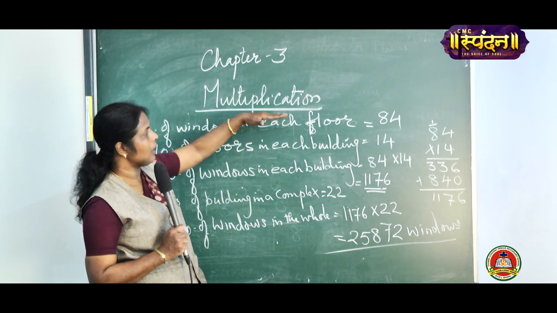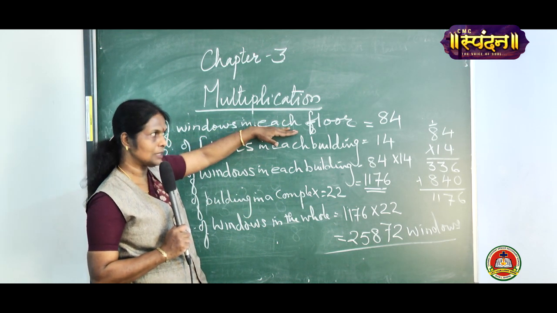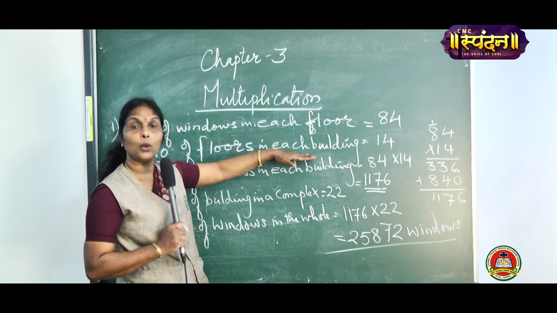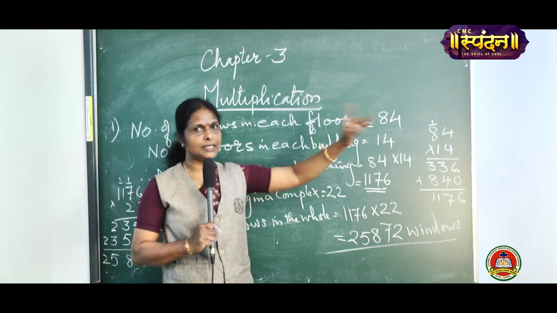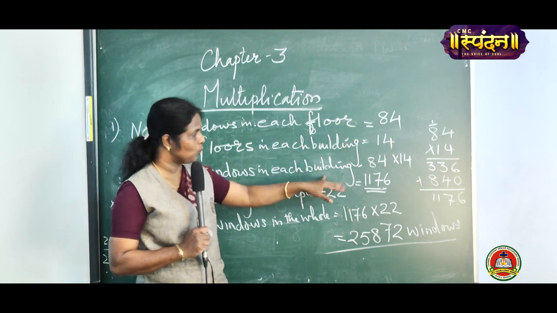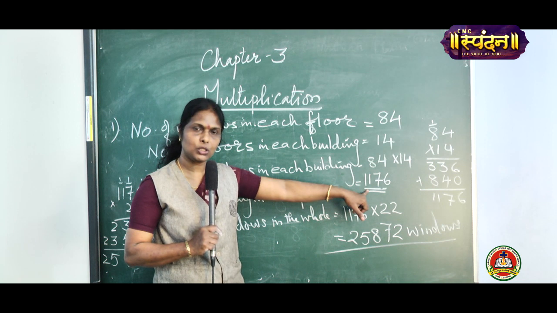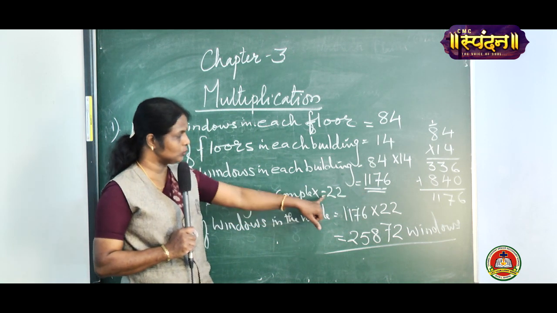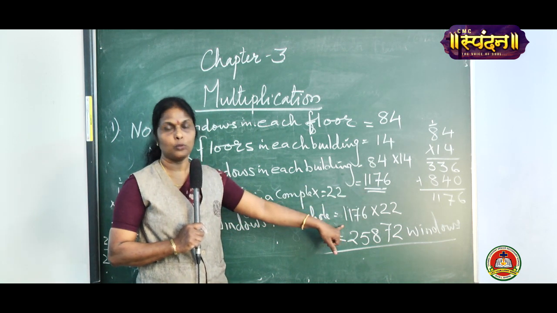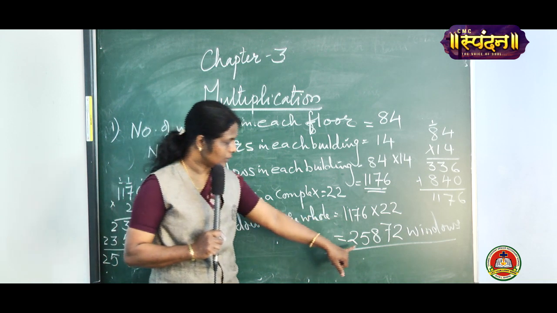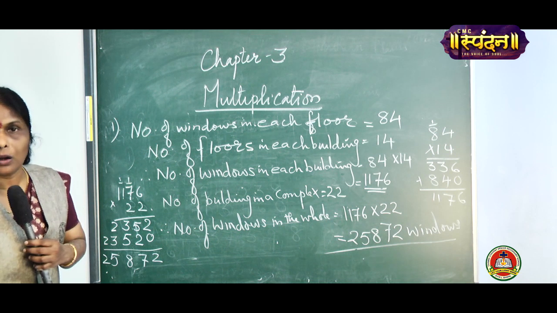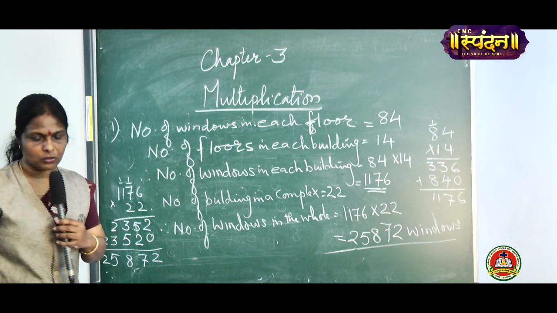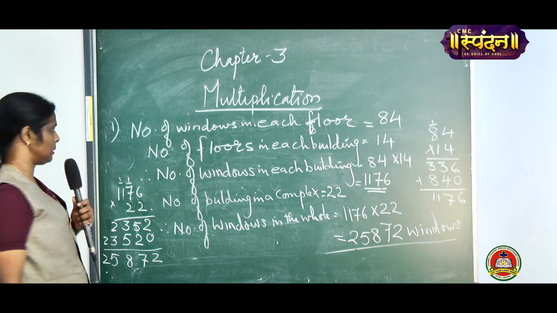The same way, here the number of windows in one floor was given, and you had to find the number of windows in 14 floors. Then when you know that one building has 14 floors, that means in one building 1176 windows were there. So in 22 buildings how many windows will there be? So it will be 25,876 windows in the whole complex. This was a problem solved from your textbook, question number 3.